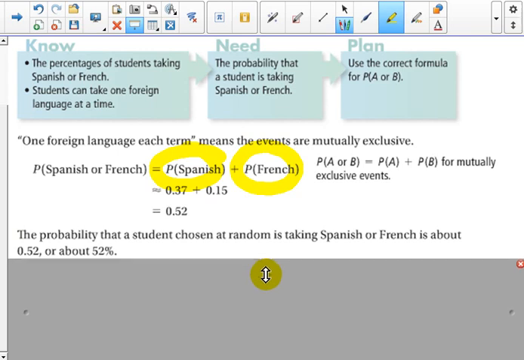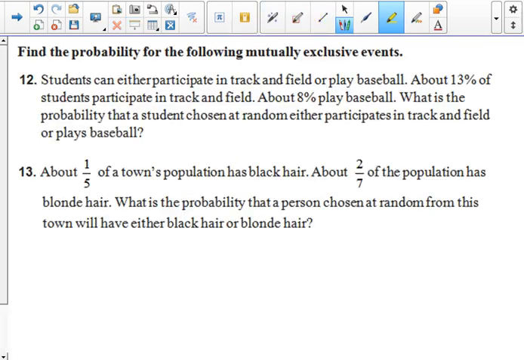Okay? So you just add them. And then we'll talk about when it gets a little more complicated in a minute. Right now they can either do Spanish or French. There's not a likelihood that they're taking them at the same time, right? They're mutually exclusive, so you're just going to add them. So let's look at number 12 in your workbook.